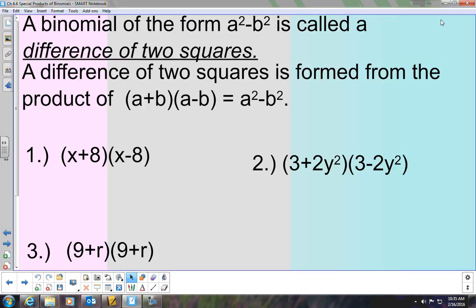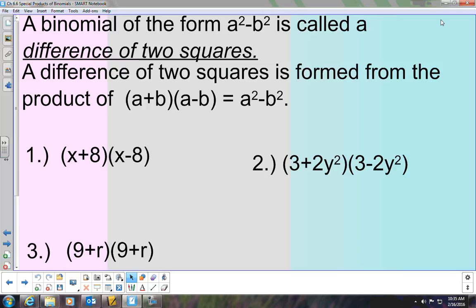So a binomial in the form of a squared minus b squared is called a difference of two squares. And in my opinion, this is the most important out of the two. So when it comes to special circumstances when multiplying polynomials, this is by far more important for you to know than a perfect square trinomial.